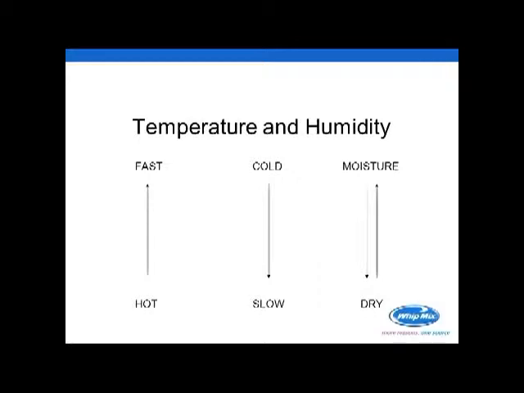Notice, too, that the humidity is a factor here. As moisture increases in the air around us, it changes the reaction. As the moisture dries out in the air around us, it also changes the reaction. So these are three good things to try your best to control in your laboratory environment.